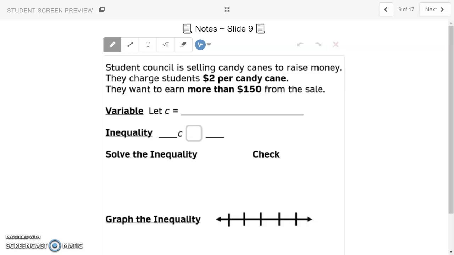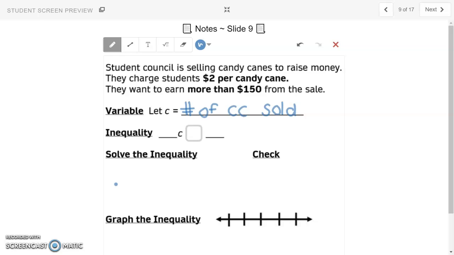All right, our final example for today is just a quick little word problem. So Student Council is selling candy canes to raise money. They charge students $2 per candy cane. They want to earn more than $150 from the sale. So we're going to say let C equal the number of candy canes sold. I'm just going to do CC.